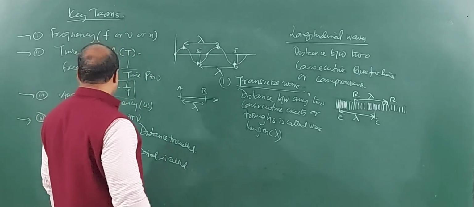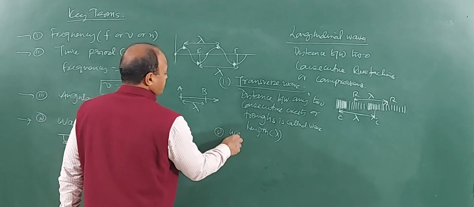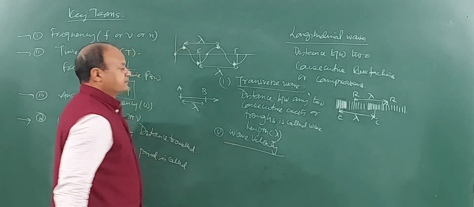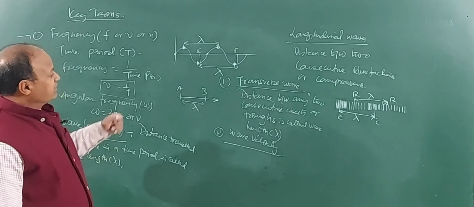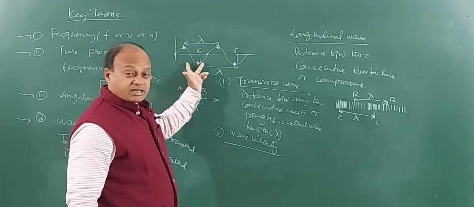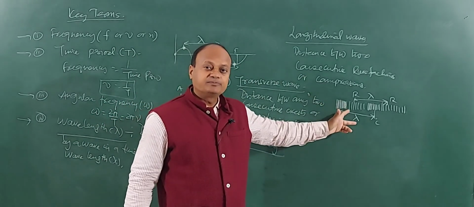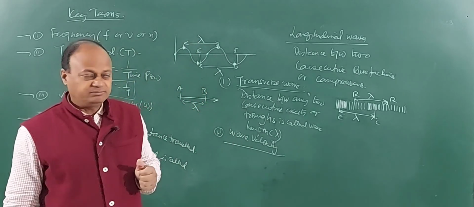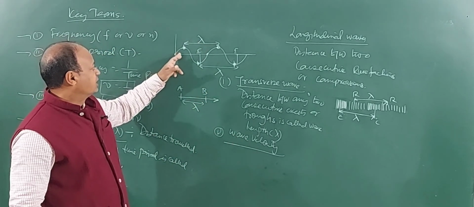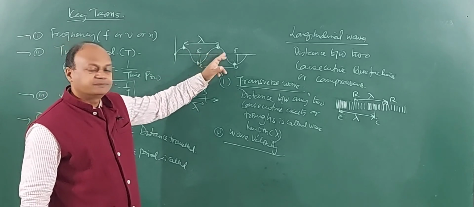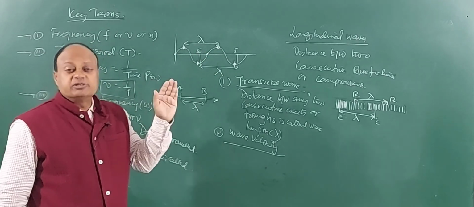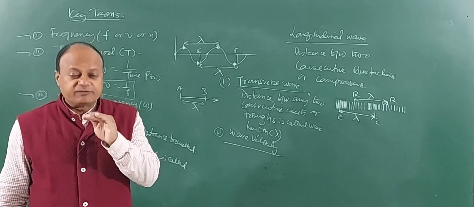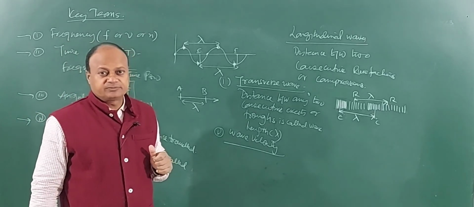Now there is another term which we will talk about, number 5, wave velocity. You see children, whether it's a case of a transverse wave or a longitudinal wave, in both cases each particle vibrates with a different velocity. Here you find that every particle is vibrating with a different velocity. But the velocity of the wave remains the same. Meaning, the velocity of the wave is different from the velocity of the medium particles. Okay?